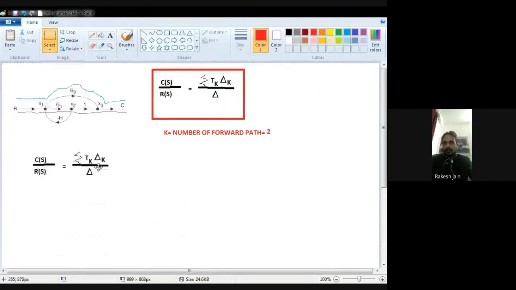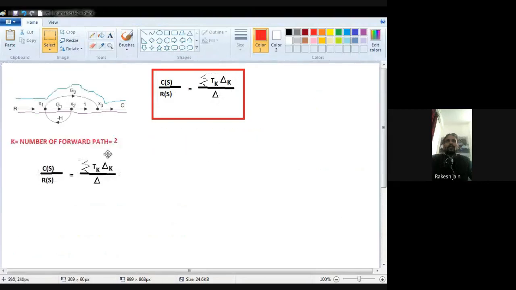So what is the answer of this step? How many number of forward paths are there? There are two forward paths. So now what is next step? Just write down the converted formula, so I write down here. Okay, so their space will be same.